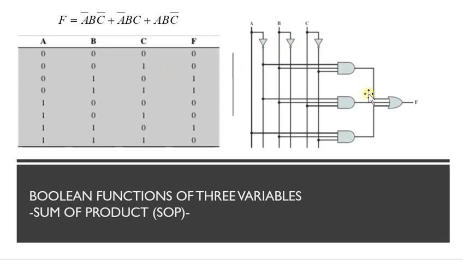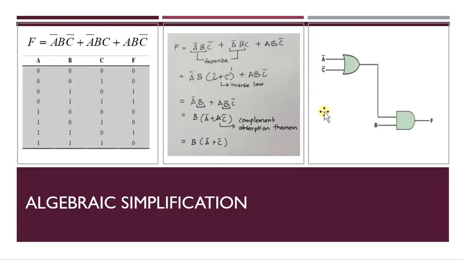This is the example of the SOP whereby you have several gates: 3 AND gates, 3 NOT gates, and 1 OR gate. After the simplification using the algebraic method, you can reduce the usage of the gates to only 2 gates, which are 1 OR gate and 1 AND gate. And this can reduce the cost of the circuits and reduce the processing time.